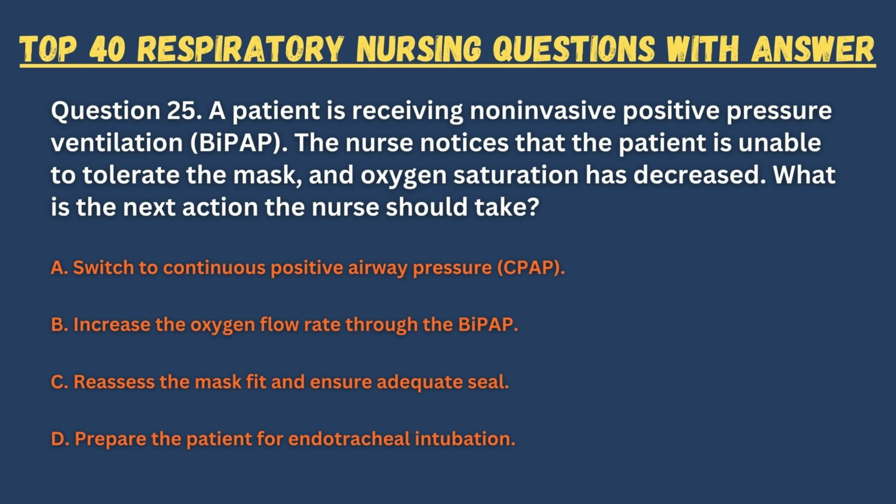The nurse notices that the patient is unable to tolerate the mask and oxygen saturation has decreased. What is the next action the nurse should take? A. Switch to continuous positive airway pressure, CPAP. B. Increase the oxygen flow rate through the BiPAP. C. Reassess the mask fit and ensure adequate seal. D. Prepare the patient for endotracheal intubation.